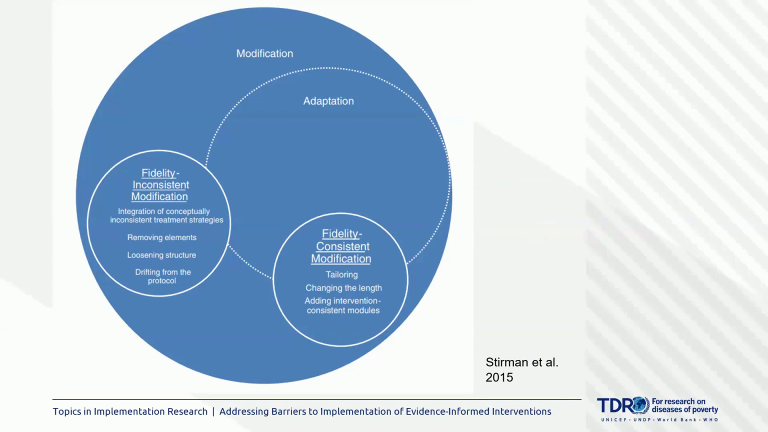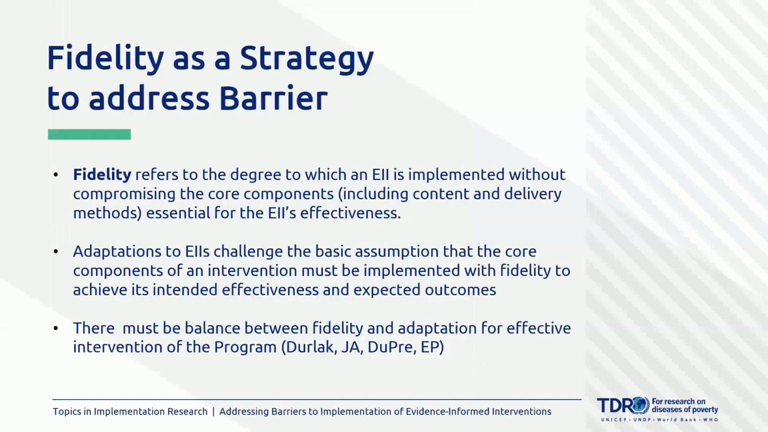As you can see inside the circles, this gives you some examples. Fidelity consistent is when you're tailoring. So maybe you're just changing the duration of that intervention, or maybe you're just adding some module, but you're not really making a bigger change to the elements. Similarly, in the case of inconsistent modification, you're maybe removing some elements. You're drifting away from the protocol.